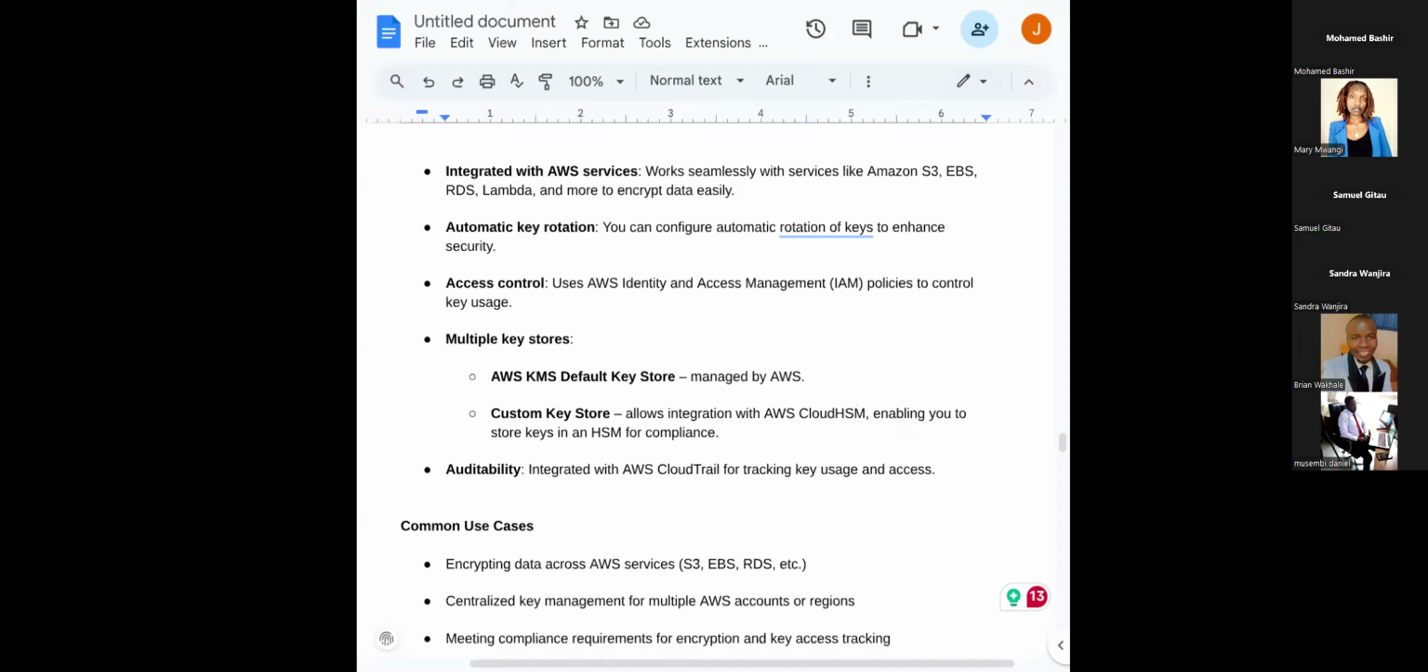Auditability, CloudTrail. We are going to teach you about CloudTrail next week on Monday. You're going to understand that CloudTrail is for tracking who's doing what in your cloud, in your resources. So with KMS, it can be tracked using CloudTrail to get to know who used a particular key and where.